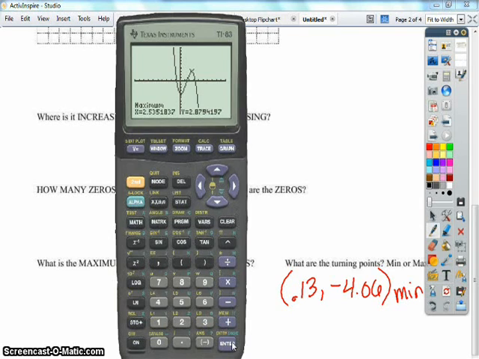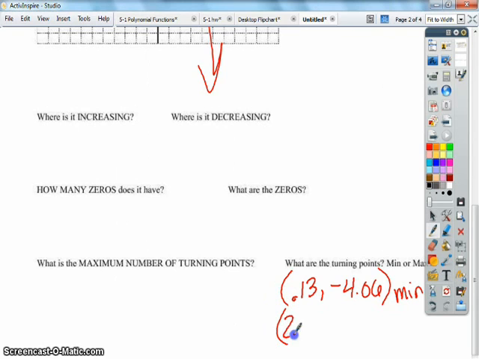Now, does the max happen at exactly 2.5? No, pretty close to it. So the max is at 2.54 and the y value 2.88. And we'll label that as a max. Once you get that far, you're about halfway done. No, you're about 3/4 of the way done. We can go back and we can answer this question, where is it increasing and where is it decreasing?